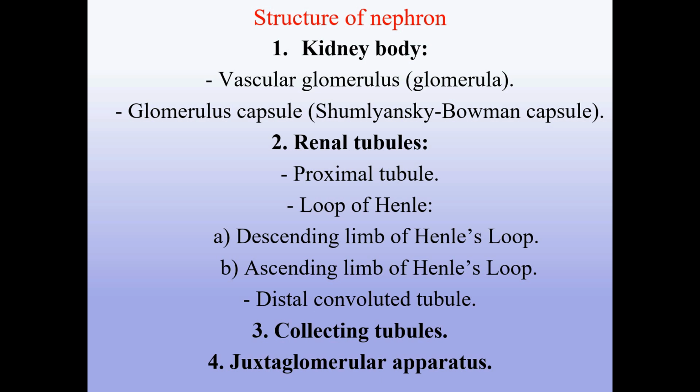Structure of the nephron. First is the kidney body, which contains the vascular glomerulus and the glomerulus capsule, the Shumlansky-Bowman capsule. Second, renal tubules, which contain the proximal tubule and the loop of Henle. The loop of Henle is subdivided into the descending limb and the ascending limb of Henle's loop, and the distal convoluted tubules. Third, collecting tubules, and fourth, the juxtaglomerular apparatus.